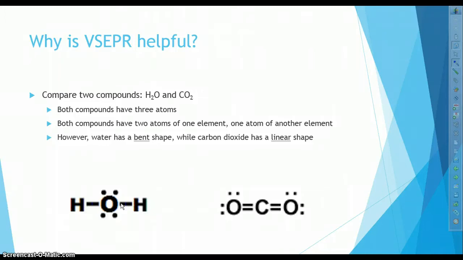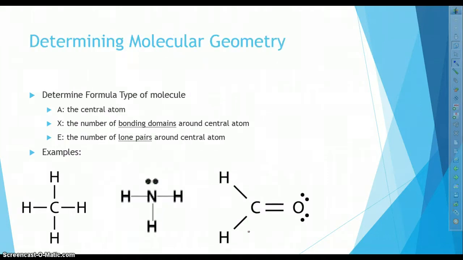But in fact, this one is actually bent, while this one is a flat linear shape, or straight linear shape. So let's figure out how this is supposed to work. There's something you've got to know called a formula type. You have to determine the formula type of any single molecule. Let's go ahead and take a look at these.